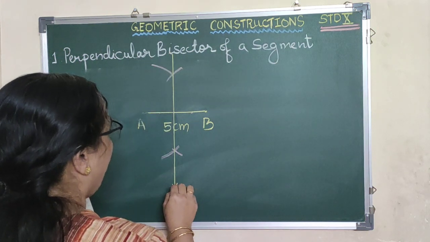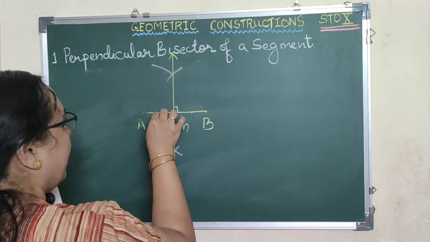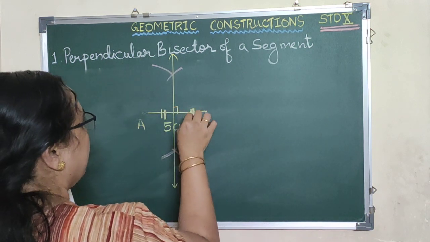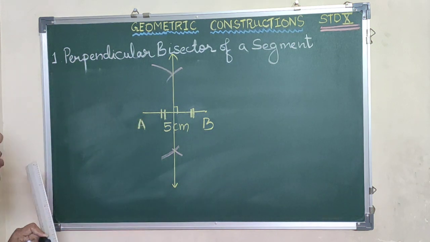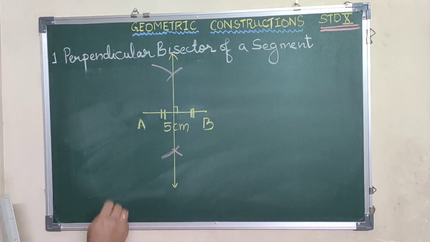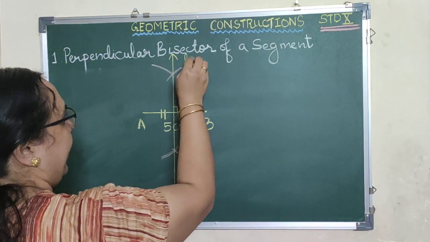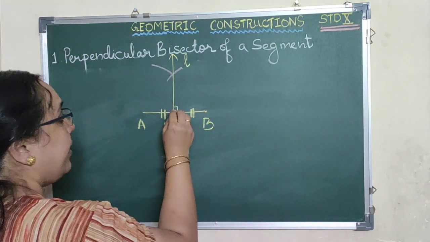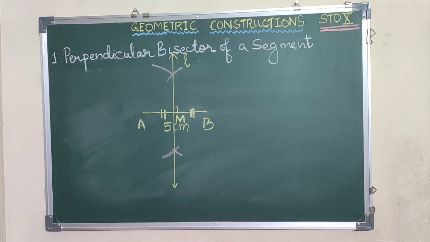So this is how I draw a perpendicular bisector. Is this very clear? Yes, children, I hope it's quite clear. So this is segment AB bisected by a line L at point M. This is the perpendicular bisector of a segment.